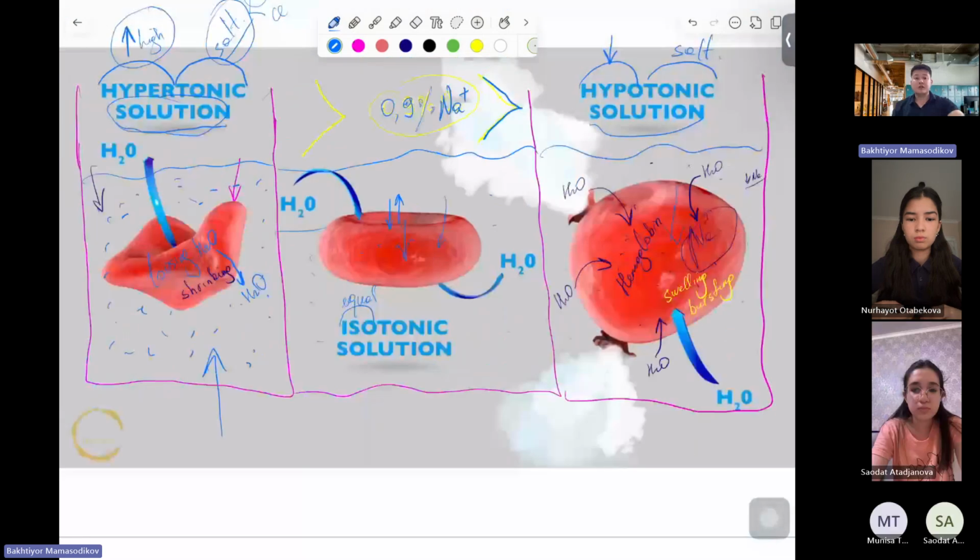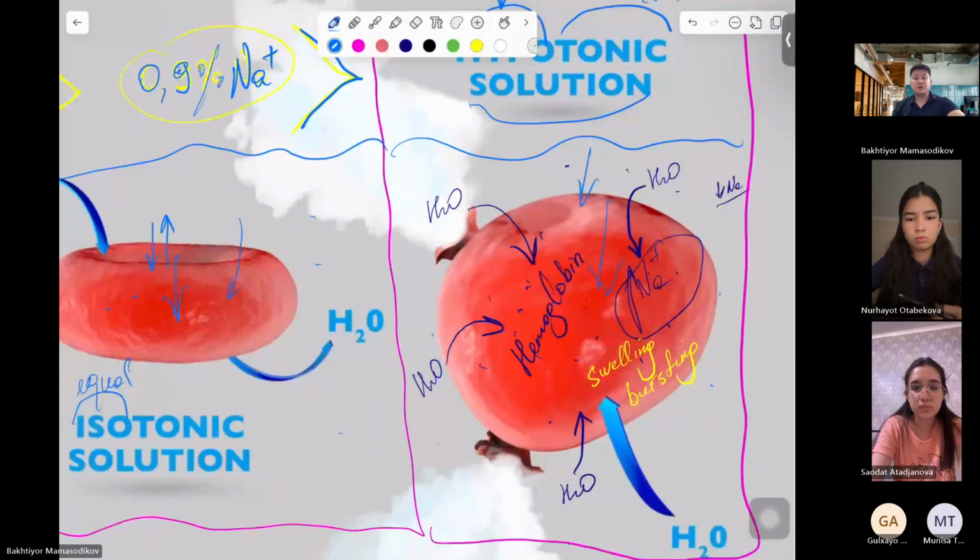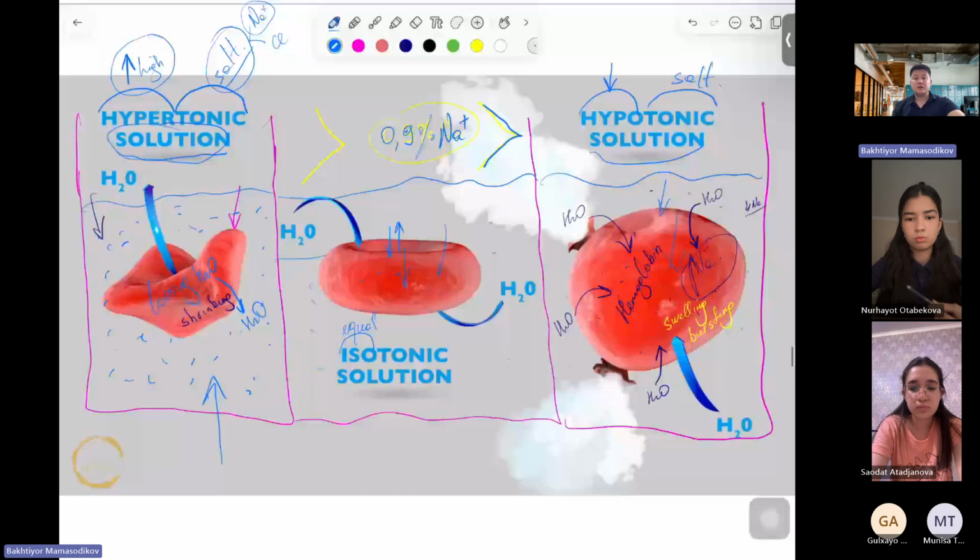Is it possible? Okay, so imagine if you have shrinkage of the cells, you give the hypertonic solution so that they are going to swell. It depends on the situation you give any solutions, and these are examples of osmosis. So you have to learn this skill to identify which solution does what.